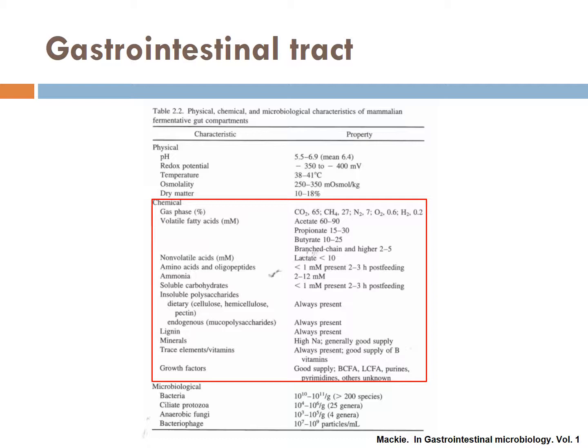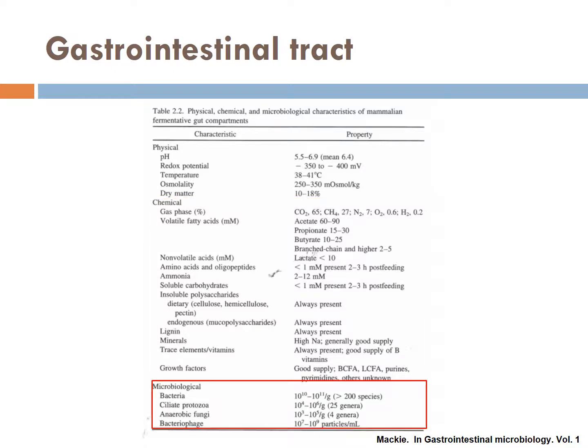Ammonia is present at somewhat higher concentrations, at 2 to 12 millimolar. Soluble carbohydrates are present in low concentrations, less than 1 millimolar. In contrast to these soluble nutrients, insoluble polysaccharides like cellulose, hemicellulose, pectin, and lignin are present at high concentrations. The table simply says they are always present. For microbiological characteristics, we see fermentative compartments have bacteria, ciliate protozoa, anaerobic fungi, and bacteriophages, with the concentration of bacteria being highest. We will discuss these characteristics in more detail in future lectures.